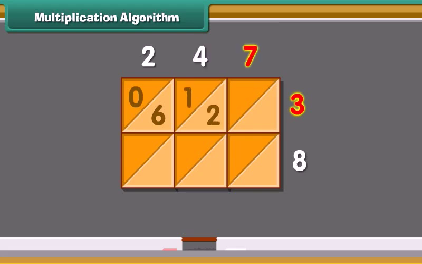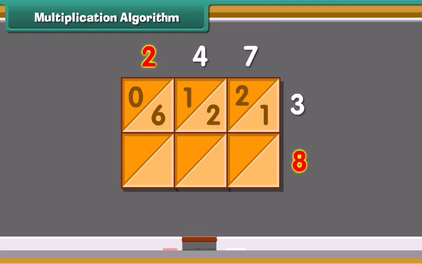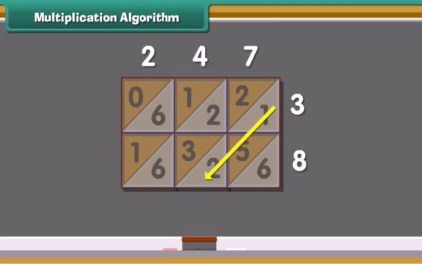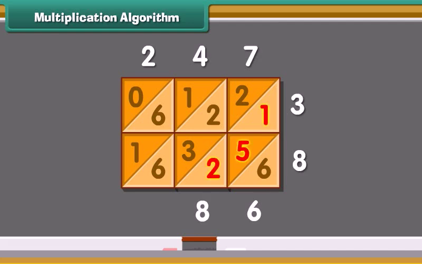Now 7 threes are 21. Similarly, 8 twos are 16. 8 fours are 32. And 8 sevens are 56. Now start at the bottom and add down the diagonal strips. Write 6 as it is. 2 plus 5 plus 1 is 8.